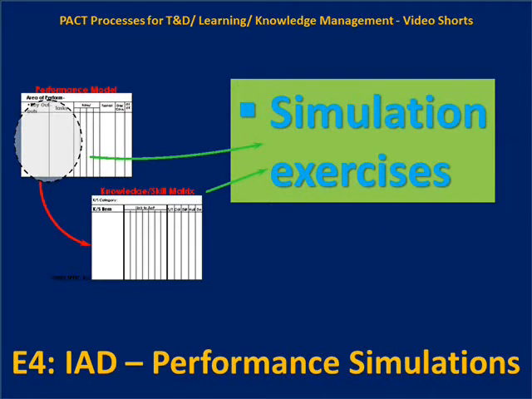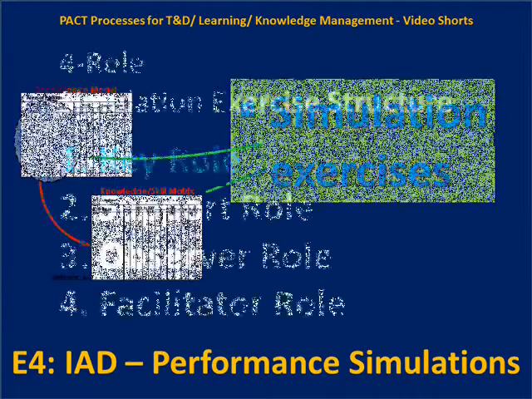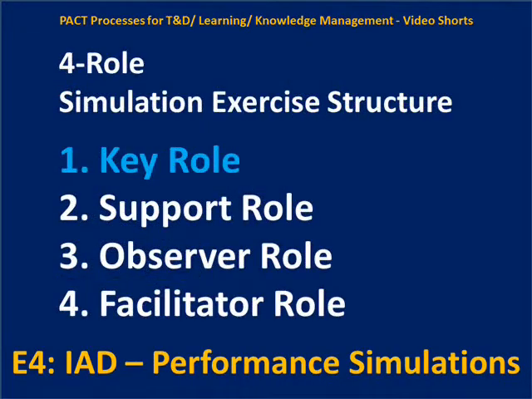Key in a simulation exercise are the various roles. I like to organize the roles in a simulation exercise into these four. There's a key role, a support role, an observer role, and the facilitator role. The key role is the target audience representative. If it's a salesperson, that's the key role. If it's the union negotiator, that's the key role. It's whatever performance we're targeting. That's the key role. The support role is somebody who's going to be part of that performance context.